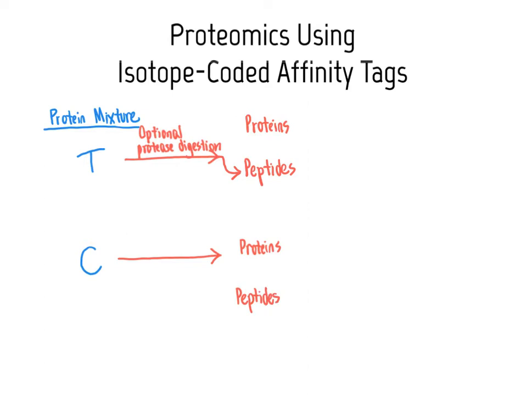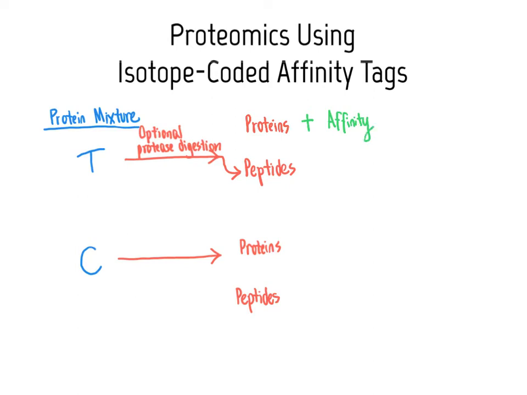And then each of those will be subjected to derivatization with an isotope-coded affinity tag, meaning that we are going to be reacting the protein or the peptides from the treatments and controls with a specific type of tag. And that tag that we will react with has three components that you should be aware of. First, it's going to have what we refer to as the affinity portion of the molecule.